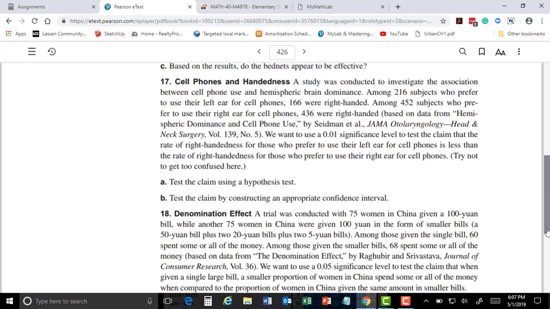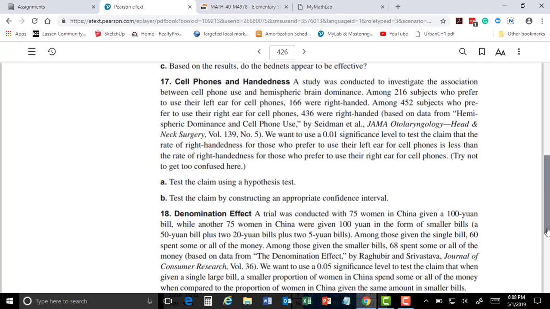This one here, the denomination effect. A trial was conducted with 75 women in China, given 100 yuan, while another 75 women were given 100 yuan in the form of smaller bills. So they were given a 50, plus a 20, plus a 5 yuan bill.